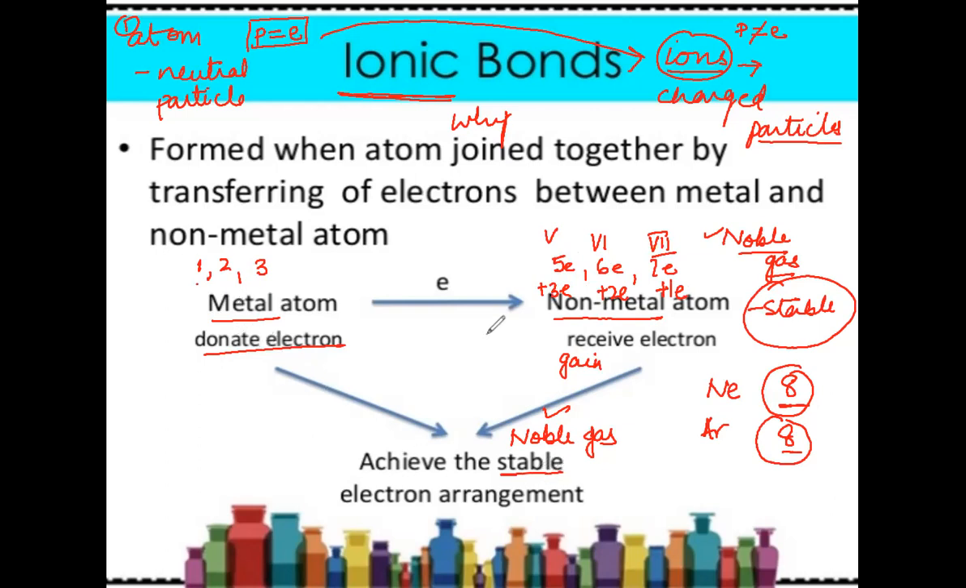So metals and non-metals either donate electrons or gain electrons in order to have noble gas outer shell electrons. For this reason, there is a mismatch between the proton and electron number, and that is the reason they form ions. So metals form ions, and similarly non-metals form ions, because they want to have a stable noble gas electronic configuration.